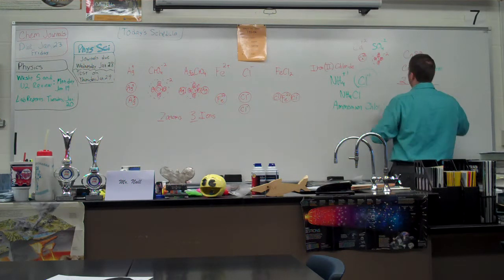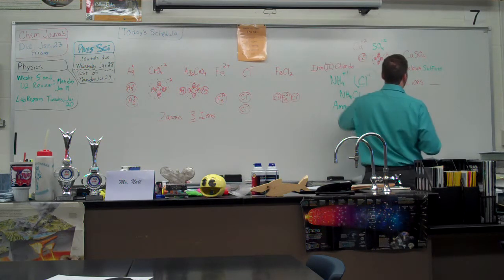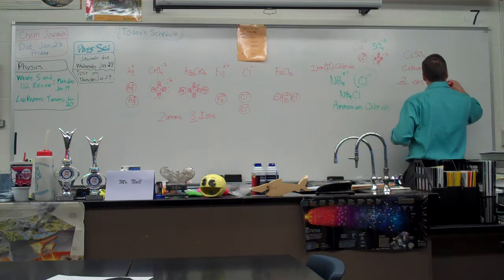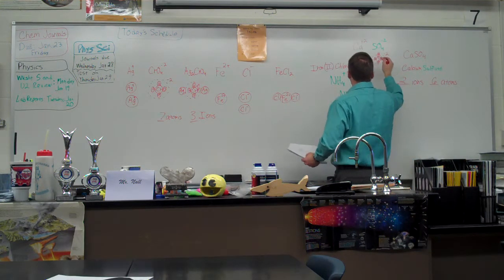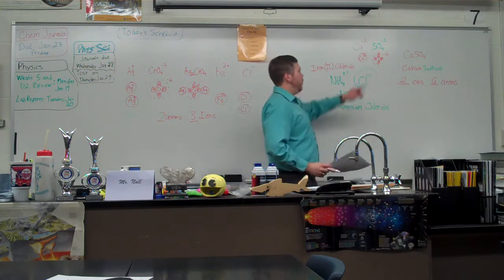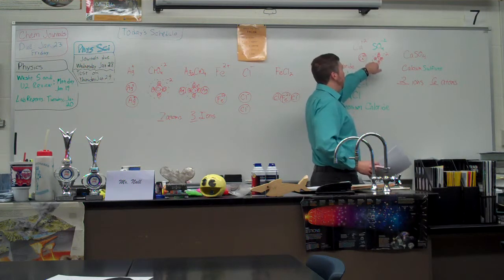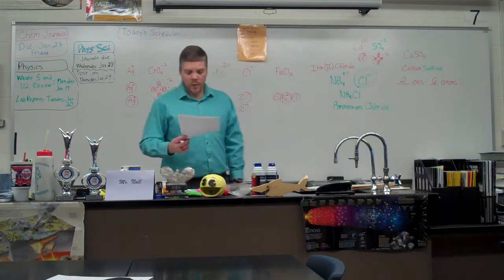Then in terms of atoms, 1, 2, 3, 4, 5, 6 atoms. Because I have 1 sulfur, 4 oxygens, which makes 5, and then the 1 calcium atom, 6. So 6 atoms, but only 2 ions, because again, the sulfate actually contains 5 atoms in its 1 ion. Okay.